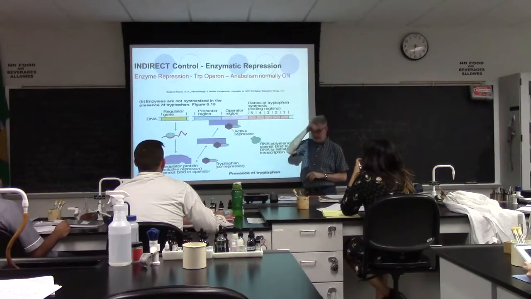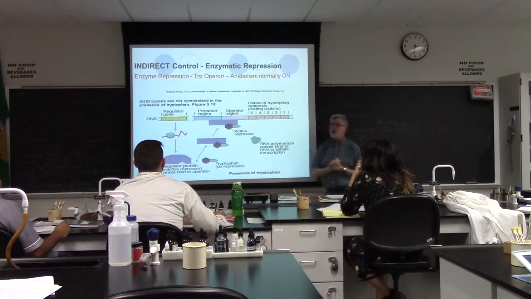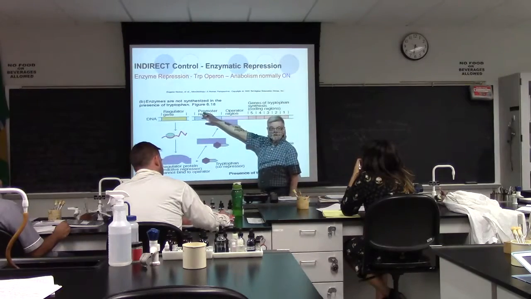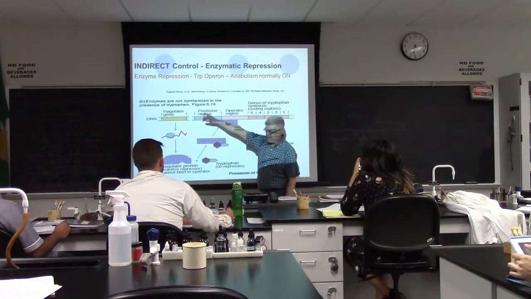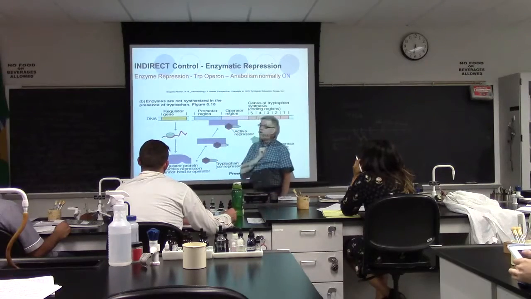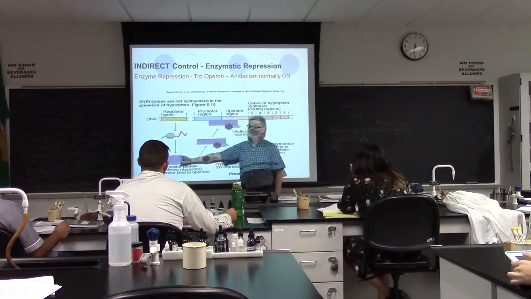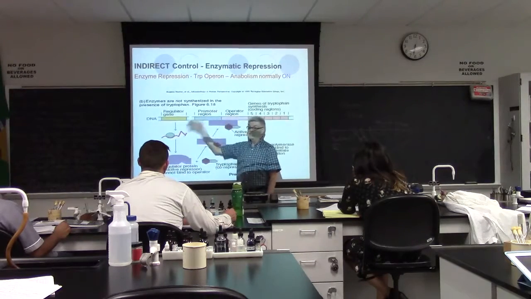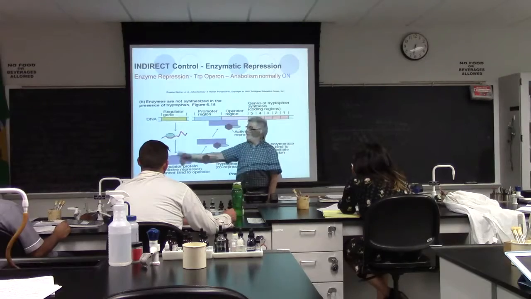So here's the story of how this works. Notice, what's the regulator doing 24/7? Making repressor. But will the repressor in this shape fit to the operator? No, it won't. So normally, it won't fit here, so this is running all the time, even though repressor is made.